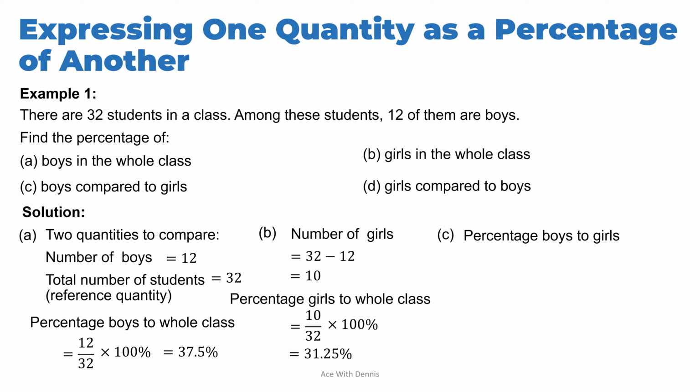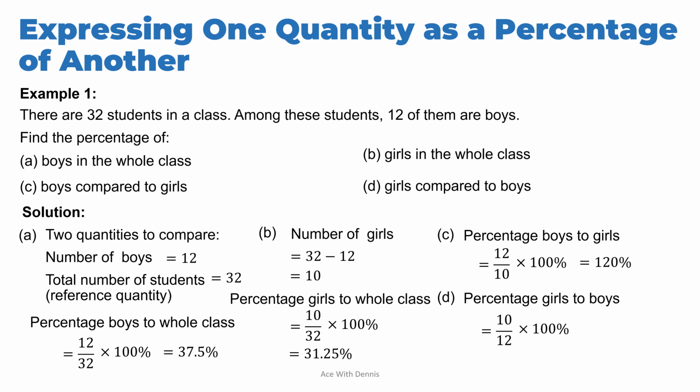For C, the percentage of boys to girls will be 12 over 10 because the number of girls is the reference quantity. So 12 boys over 10 girls, multiply with 100%, and the answer is 120%. For D, percentage of girls to boys, and now the quantity of the boys is used as the reference quantity. So it will be 10 girls to 12 boys, multiply with 100%, and the answer is 83 and 1/3%.